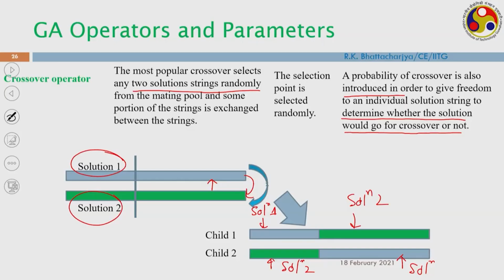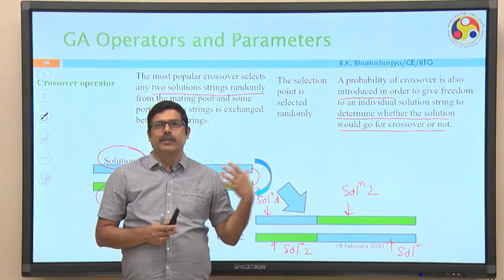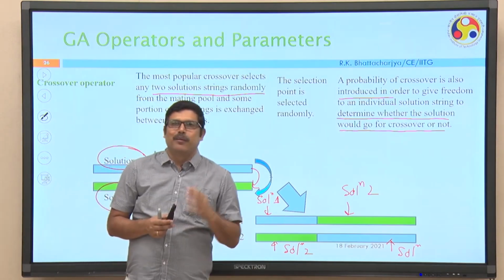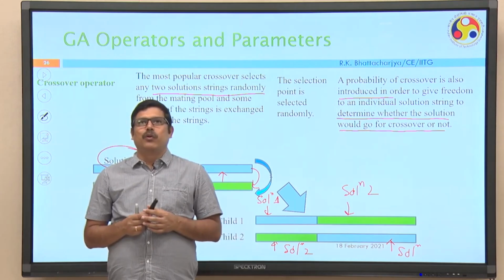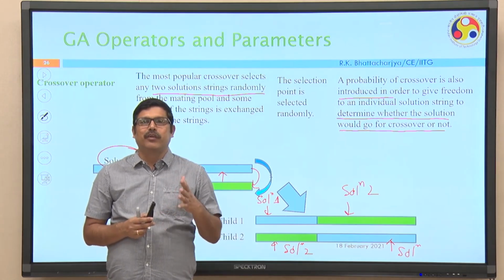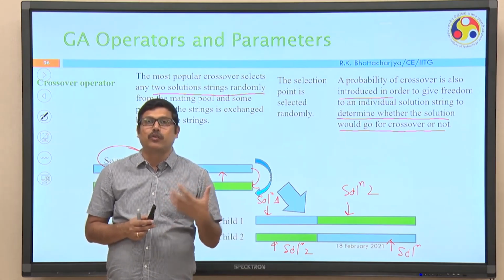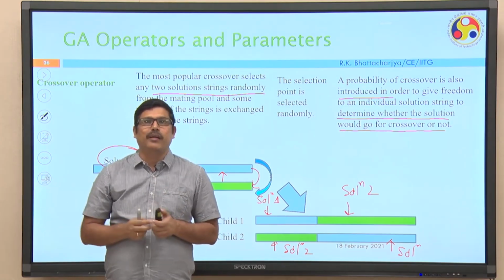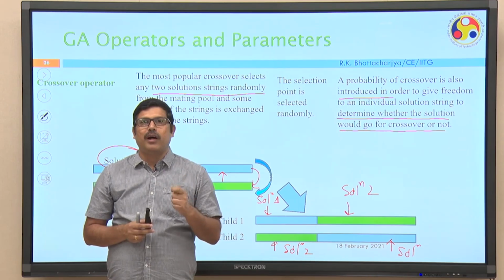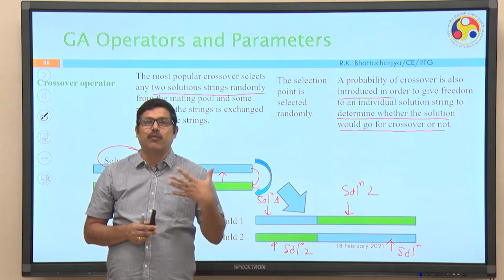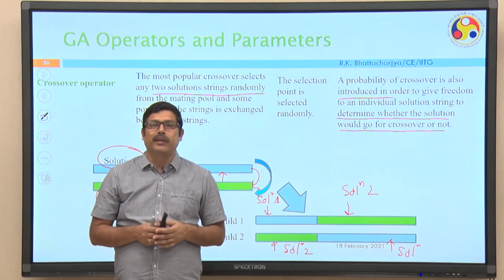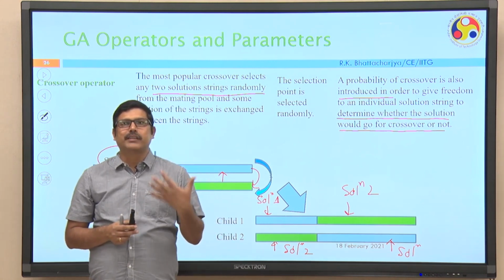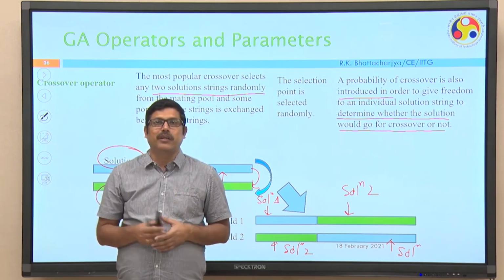A probability value is assigned here, which we call the crossover probability. Based on the crossover probability, an individual solution will either go for crossover or not. That means, without going through crossover, that particular solution will go to the next generation. So, what should be the value of the crossover probability? Generally we consider it a little bit large, that means 60% to 95% or something like that.